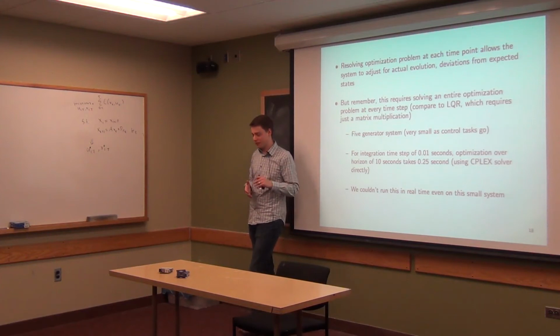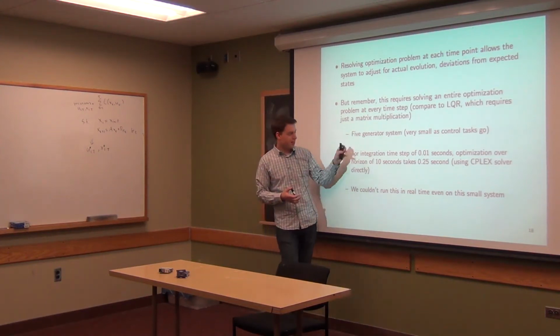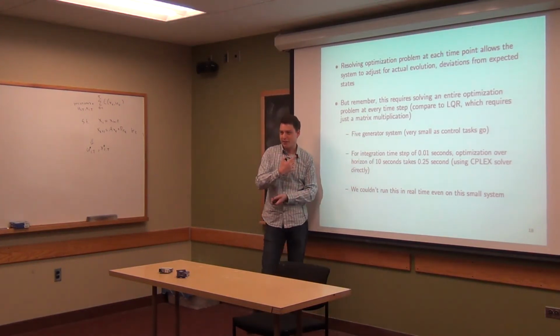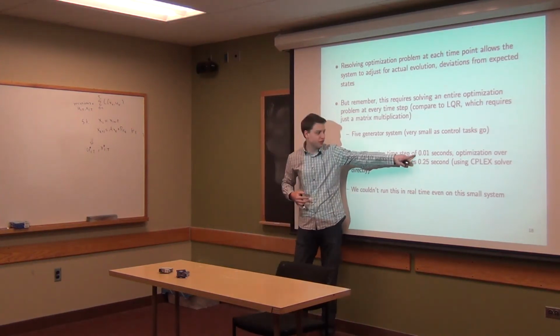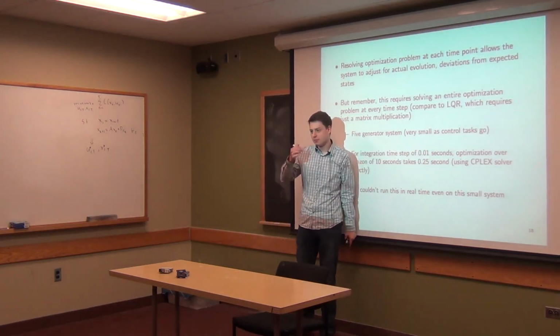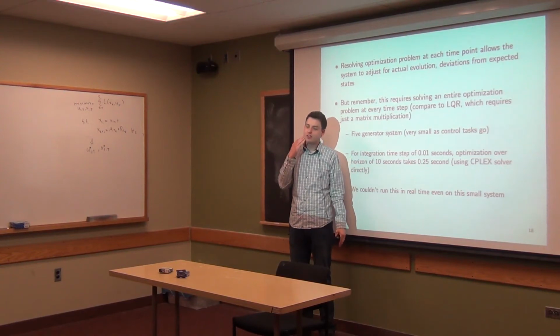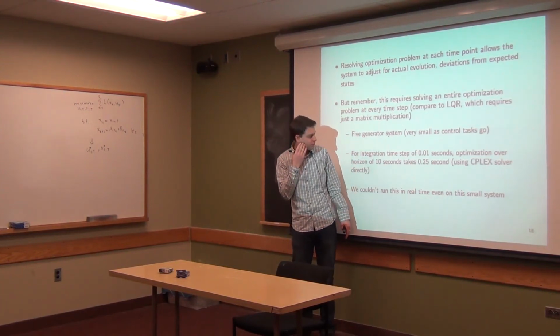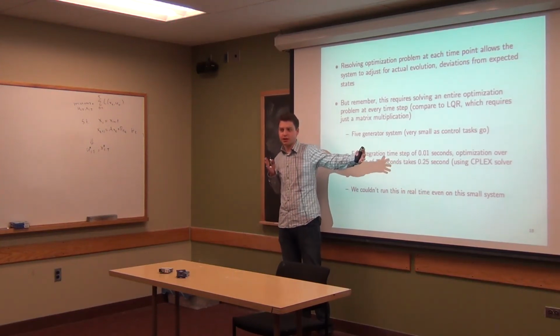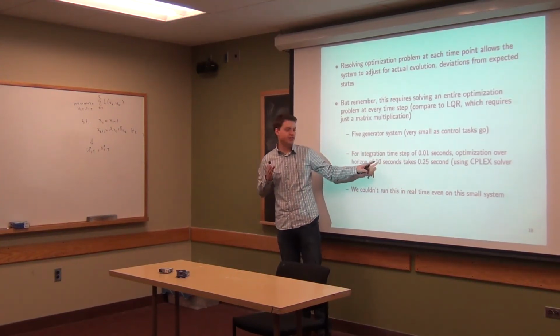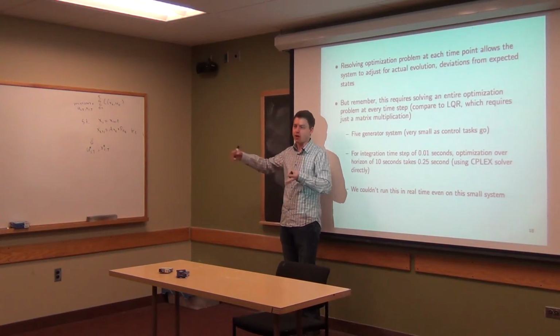So for this example, in fact, this is a 5-generator system I'm talking about here, right? This is a trivially small little system. And I'm using an integration time step of 0.01 seconds. So my dt is 0.01 seconds. And I'm optimizing over a horizon of all those 10 seconds to take my actions. So actually here h is equal to t. I'm using the entire horizon at every time.